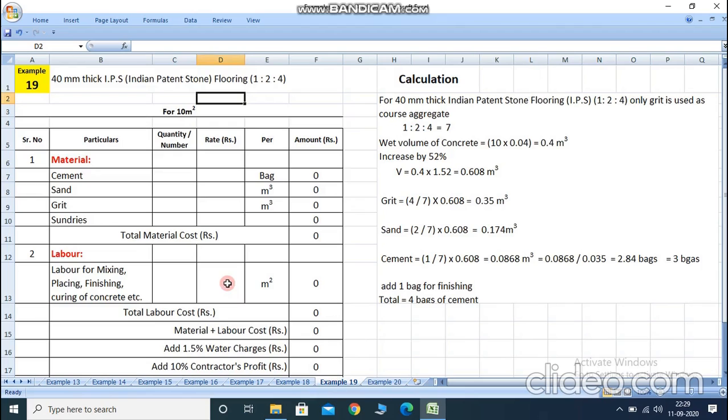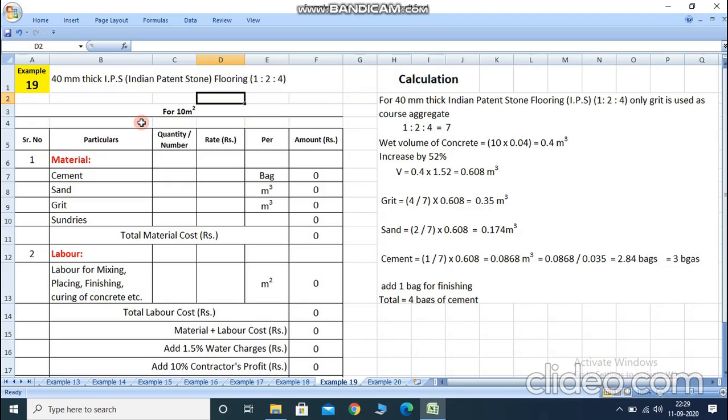Now we start another example, number 19. Here it is 40 mm thick IPS, meaning Indian Patent Stone flooring. The ratio given is 1:2:4. So here we calculate for IPS. The materials required are cement, sand and grit to complete the 10 meter square work.